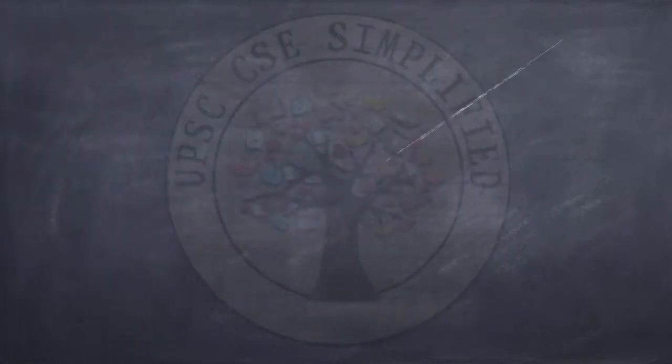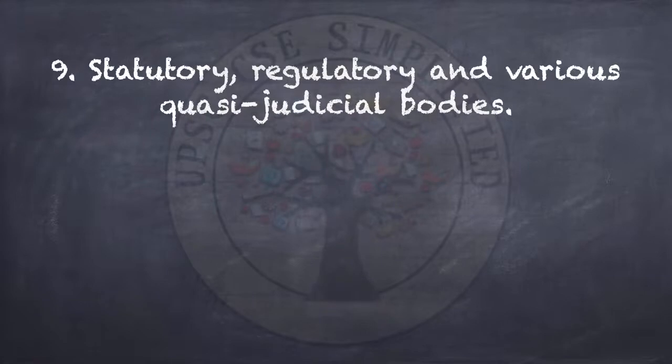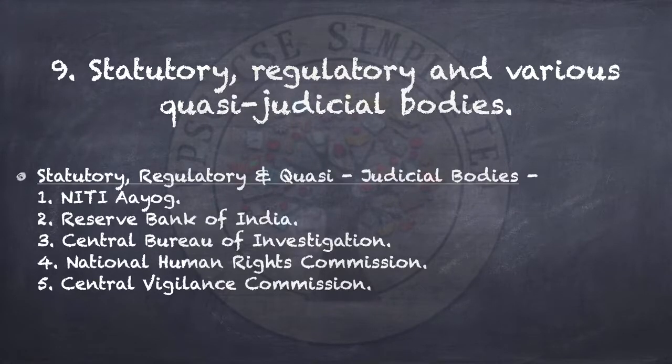Moving towards the ninth theme, that is statutory, regulatory and various quasi-judicial bodies. In this statutory, regulatory and quasi-judicial bodies, sub-themes are Niti Aayog, Reserve Bank of India, Central Bureau of Investigation, National Human Rights Commission, Central Vigilance Commission and many more.